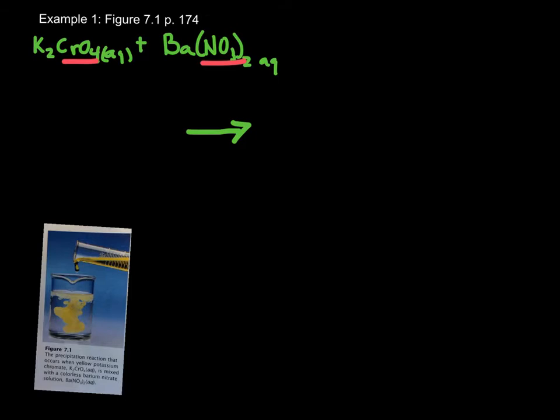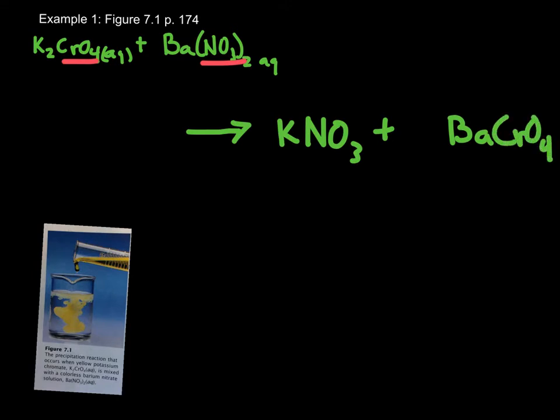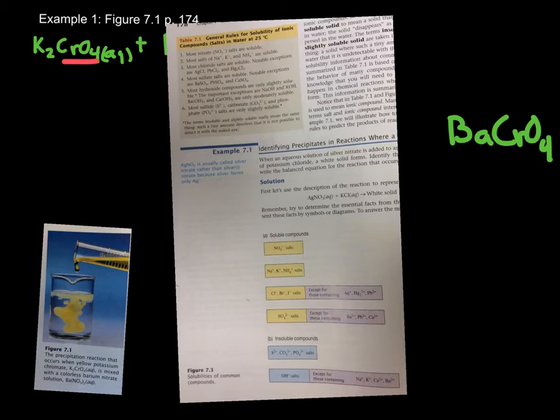If you recall from your POGL, you have to look up the charges and crisscross. Potassium is a +1, and nitrate is a -1. And then barium and chromate are +2 and -2. But this doesn't help us figure out the physical states, does it? Nope, we need something else. So let's take a look at your book.